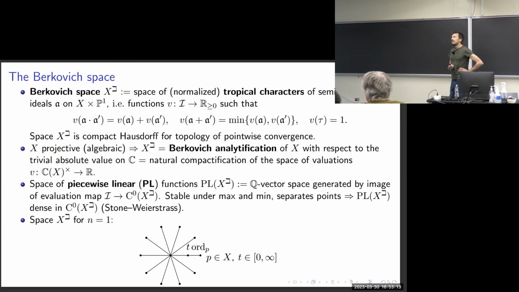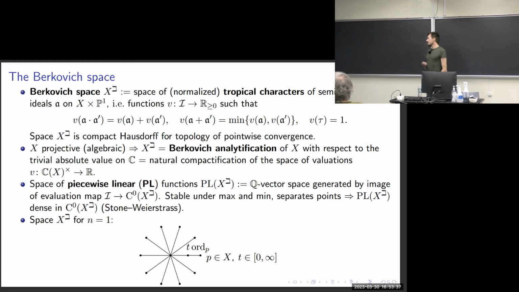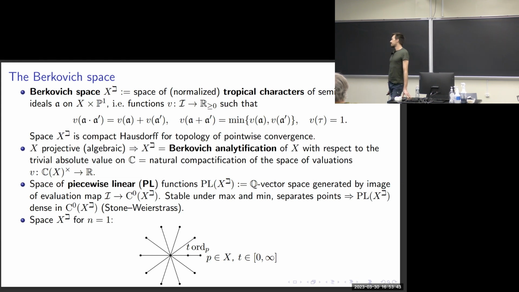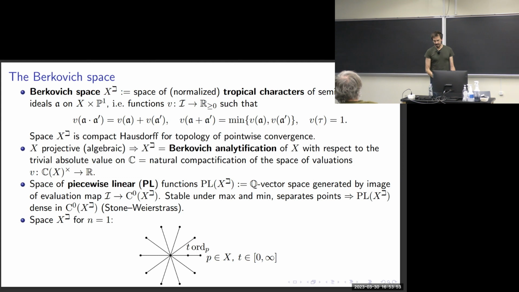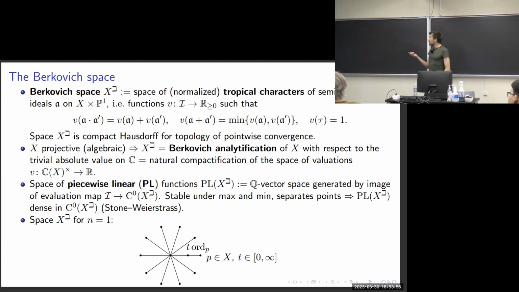So the weak topology: if you're away from the central point, it's just the usual topology on the branch, but each neighborhood of the central point contains almost all branches, all but finitely many branches. So they are huge. That's the way you get compactness. It's Hausdorff, yes, in that sense. It's like a weak topology in a Hilbert space. And the PL functions are really PL here.